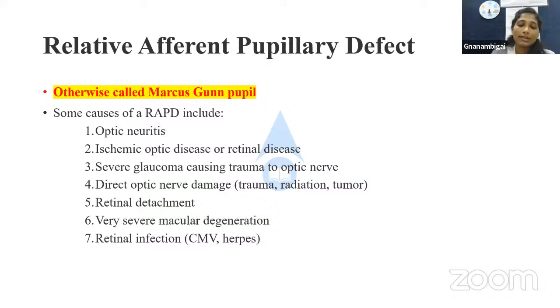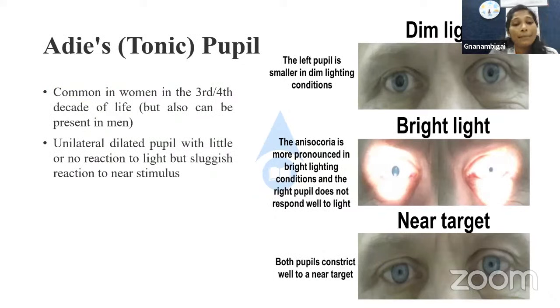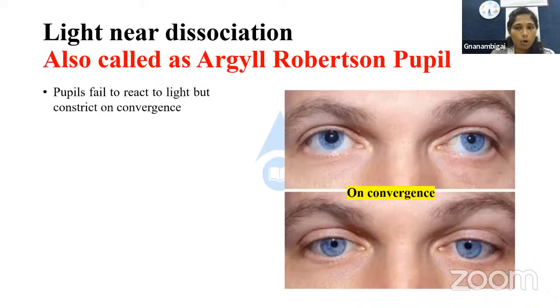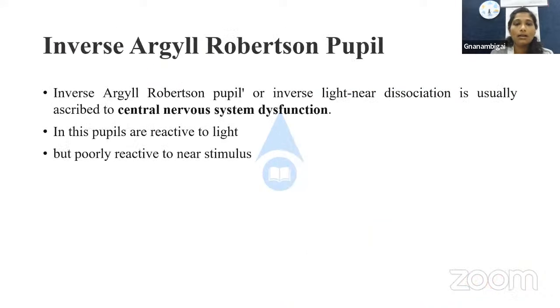Then tonic pupil, common in women in the third or fourth decades of life, but it can also be present in men. A unilaterally dilated pupil with little or no reaction to light, but a sluggish reaction to near stimulus. Then Argyll Robertson pupil: the pupil fails to react to light but constricts on convergence. This is the inverse Robertson pupil.